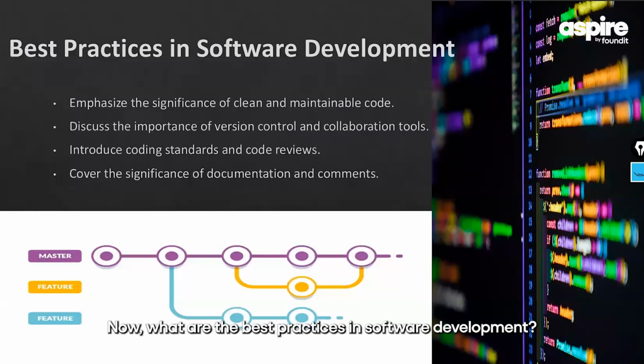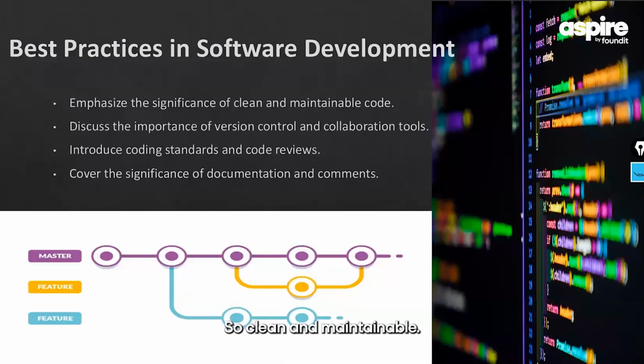Now, what are the best practices in software development? Clean and maintainable code is like having a tidy and organized room. It's easier to find things, to think, and to move things around. In software, clean code is easier to understand and fix if something goes wrong. Okay, version control.